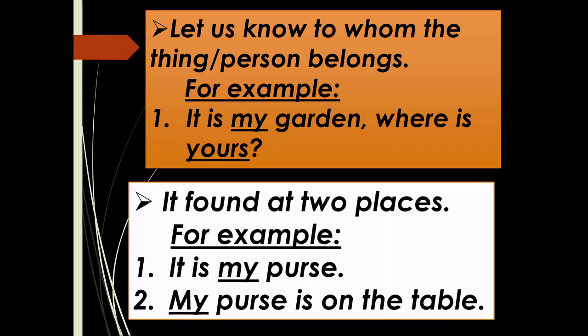Number fourth feature is, it is found at two places. Either it is placed at the beginning or at the mid part of the sentence. For example, it is my purse. My purse is on the table. In the first sentence, the possessive adjective is used in the mid part of the sentence, while in the second sentence, it is used at the beginning of the sentence. That is the part of the subject.